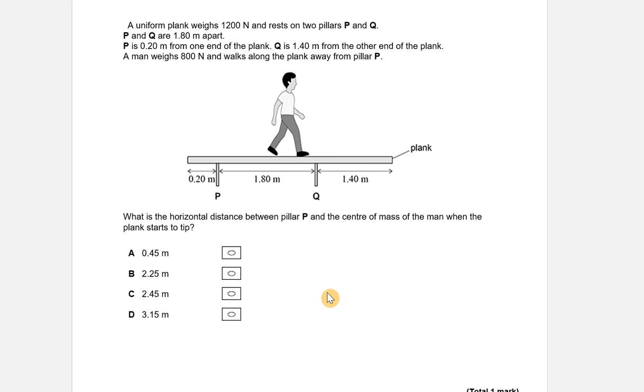Hello, yet another AQA A-level Physics multi-choice question on the mechanics topic. If you want to choose a different question, hit that information card up there. If you want to try to answer this question yourself, pause the video now.